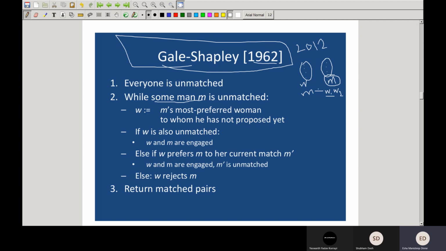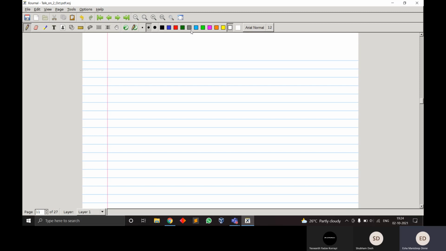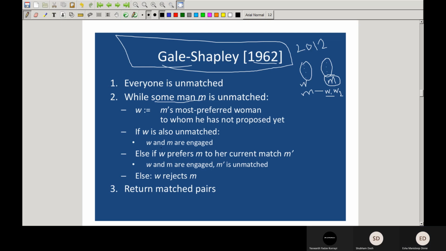I'll show you a working example. Let's say there are men 1, 2, 3, and women A, B, C. Let's say 1's preference list is B, C, and A. So he'll go to B and propose to her, and if that woman is also unmatched, then you'll just match them temporarily. So we say that W and M are engaged.